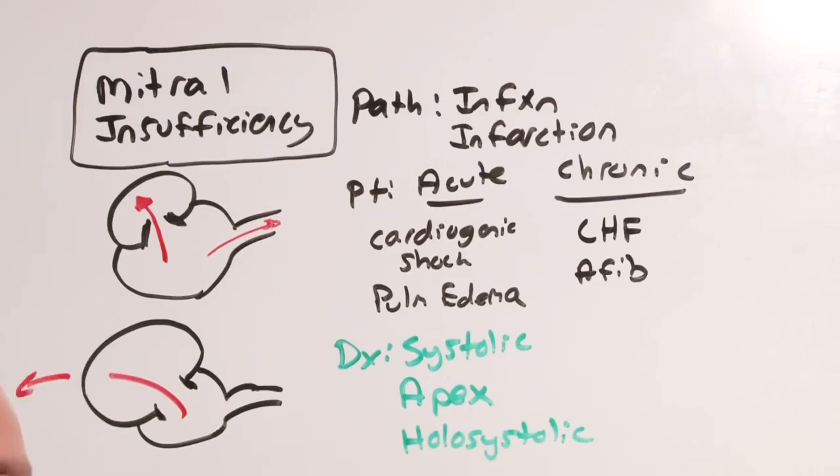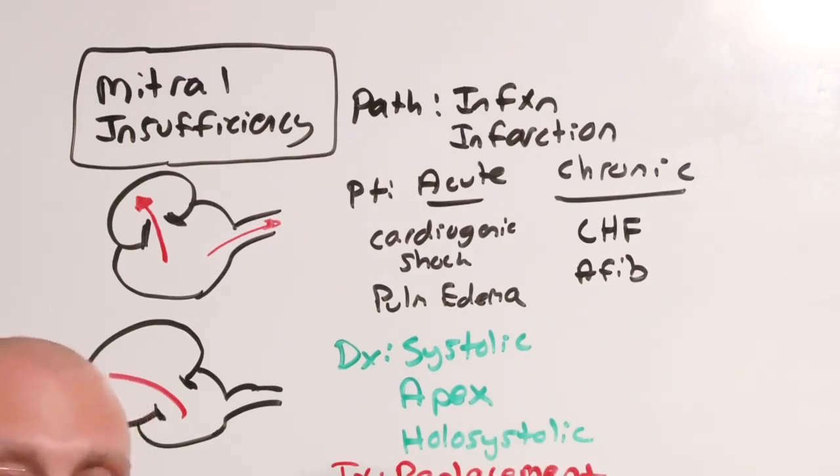Holosystolic means that you will hear the murmur and you may not even hear S1 or S2 because the murmur exists for the entirety of systole. The treatment is replacement. And if it is acute and devastating, that replacement must be done emergently. If it's chronic, it can be delayed, but ultimately you have to replace the valve before CHF and AFib set in. So I just want to step back and take a look at these murmurs and compare them.